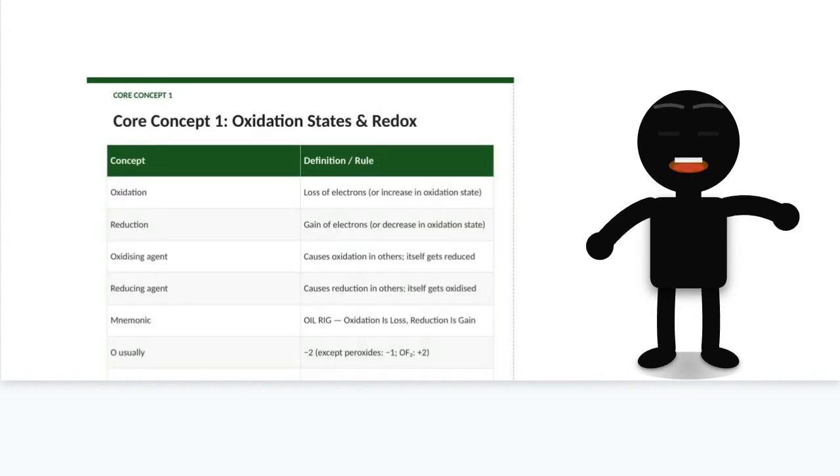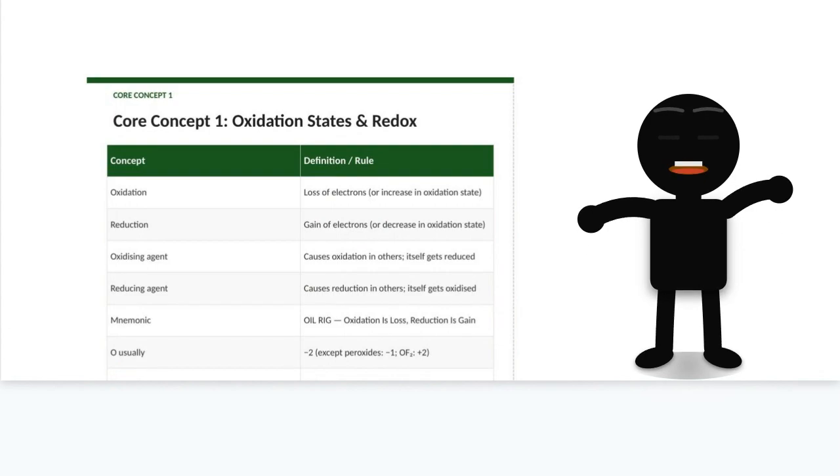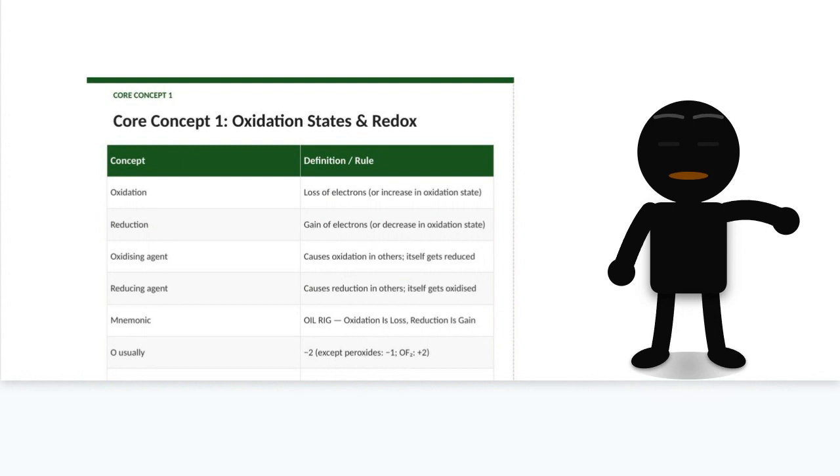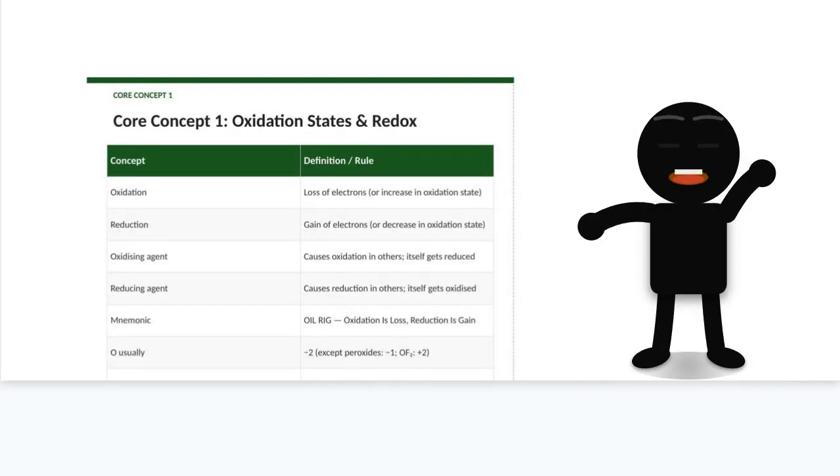Redox reactions involve the transfer of electrons between species. Oxidation means loss of electrons, the oxidation state increases. Reduction means gain of electrons, oxidation state decreases. They always occur together. You cannot have oxidation without reduction happening simultaneously somewhere. The mnemonic OIL RIG is worth burning into your memory. Oxidation is loss, reduction is gain.